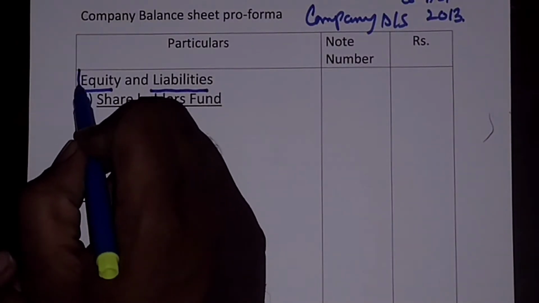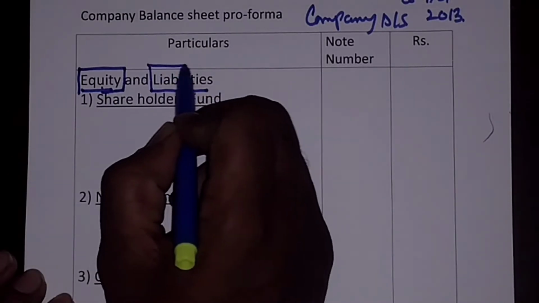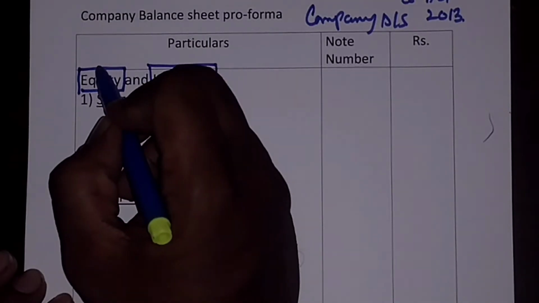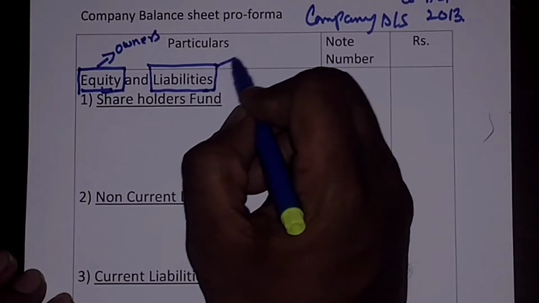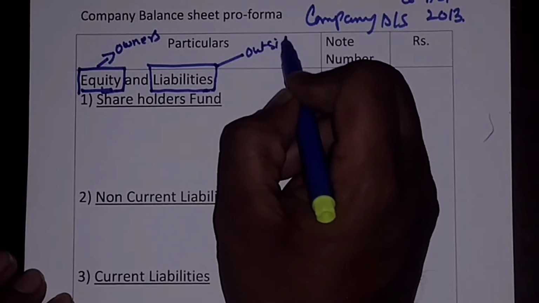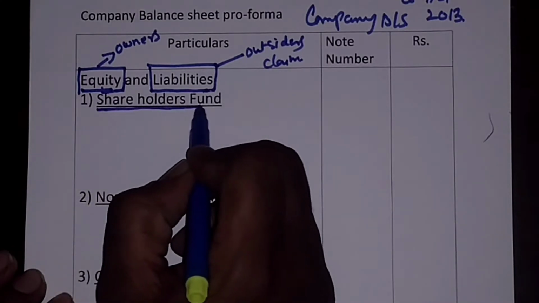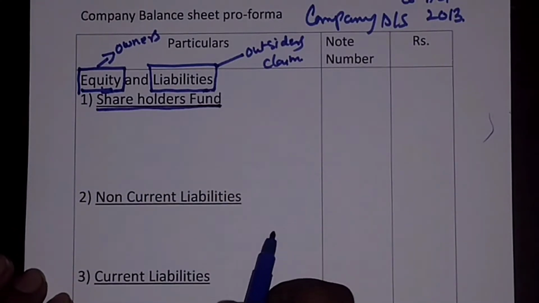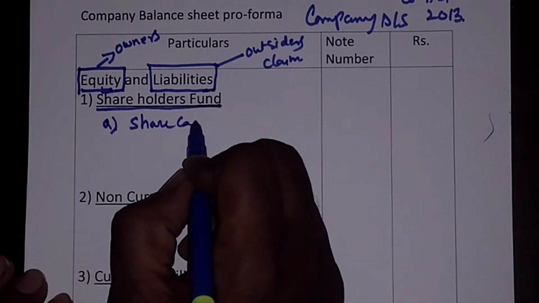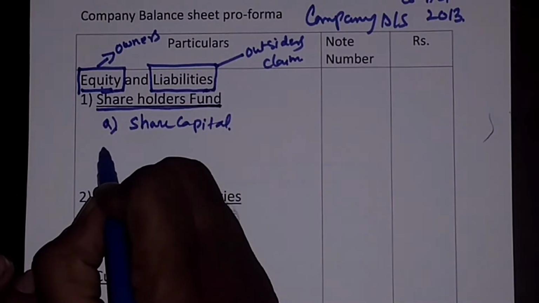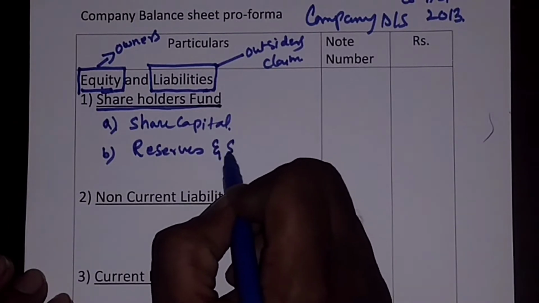This itself indicates two different portions. The first portion is equity and the second portion is liabilities. Equity relates to the owner's claim; liability relates to the outsider's claim. The owner's claim is called the shareholders' fund. Under this shareholders' fund, the very first one is share capital, and the second one is reserves and surplus.